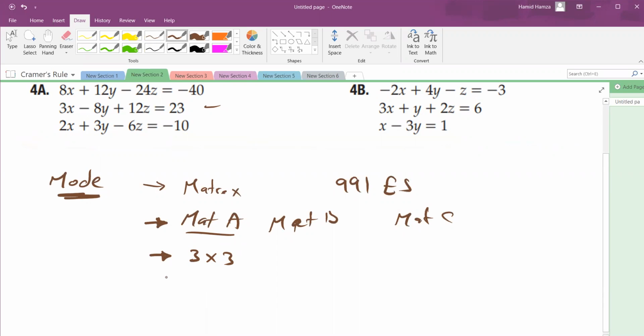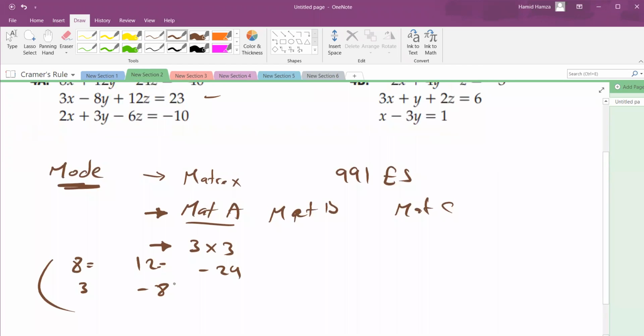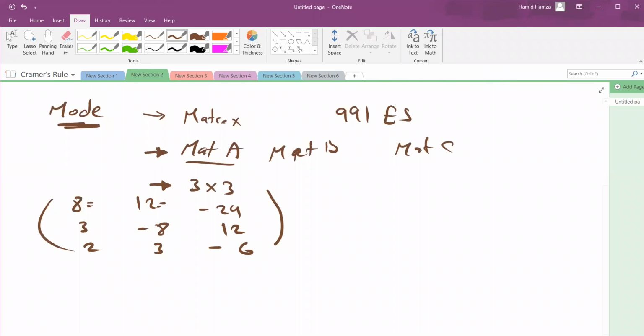Then we start to fill the matrix by the coefficients. So the matrix will be like this: 8, 12, negative 24, 3, negative 8. Write these numbers. After finishing, hit equals. So 8 equals, 12 equals, to take you to the next blank places. So negative 8 and 12, 2, 3, negative 6. You should get the matrix in this form.